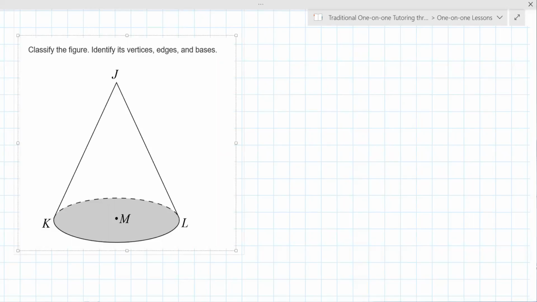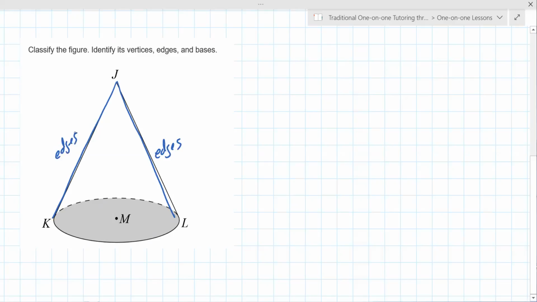Okay. And the cone has a base that's a circle M. Do you see that? Yeah. So they actually all have circle M. The vertex is J. Let's see, do they all have that? And the edges are K and L. There's actually an edge over here on the right, and this is an edge on the left. They're both edges.